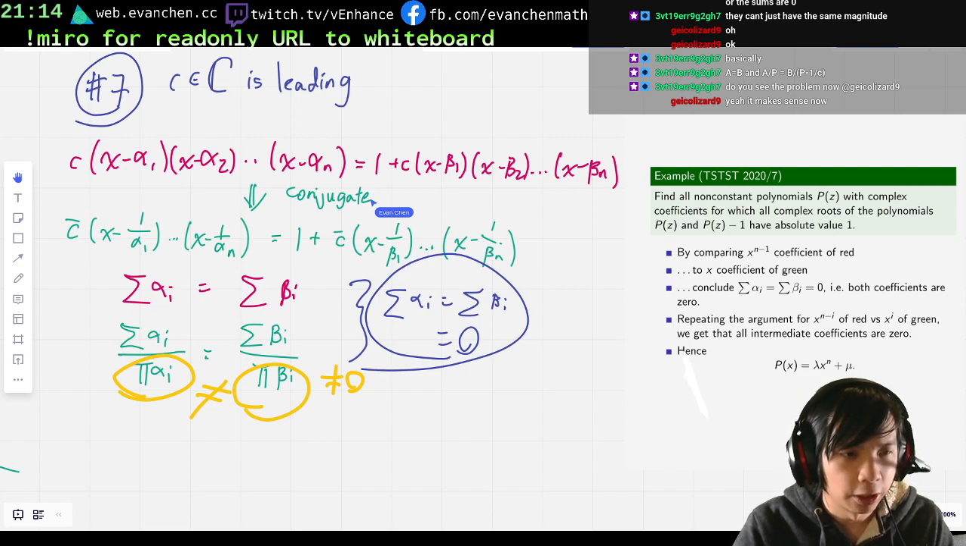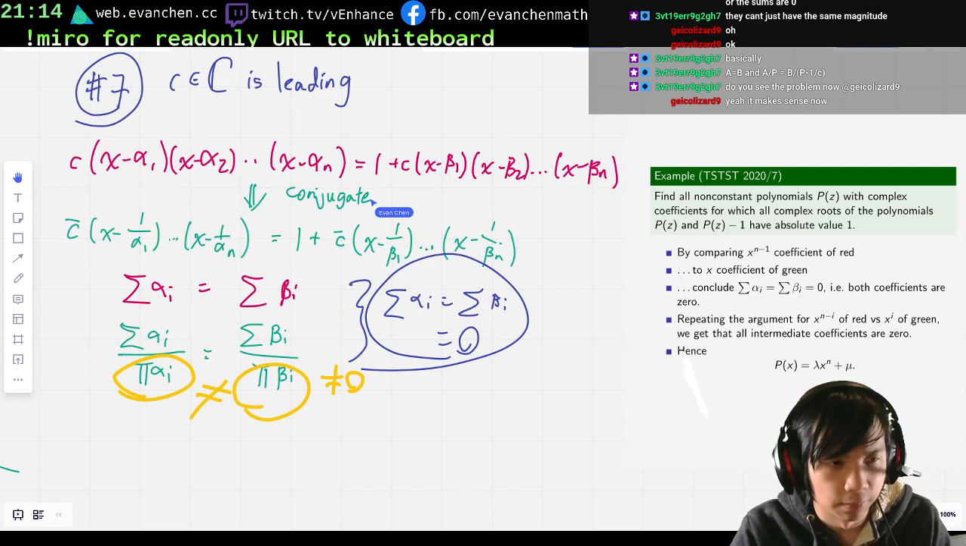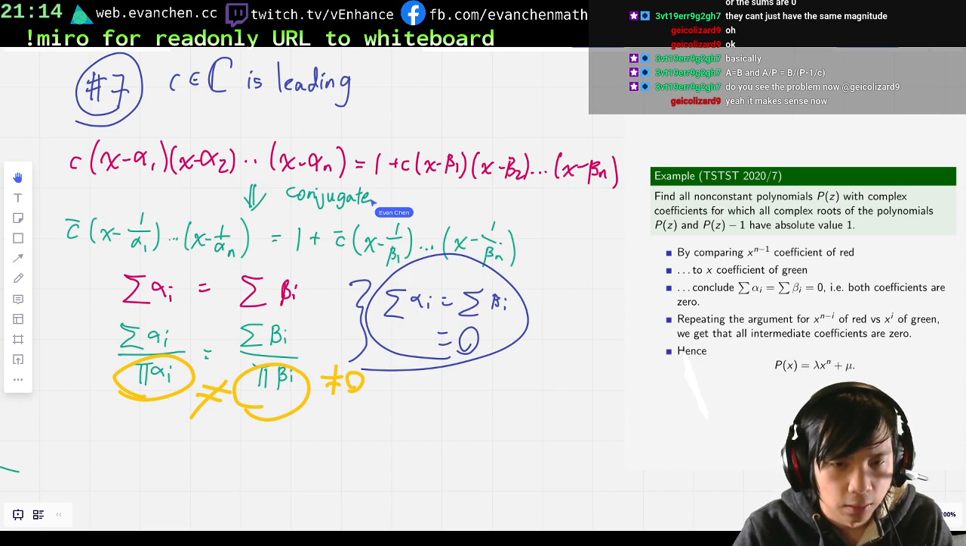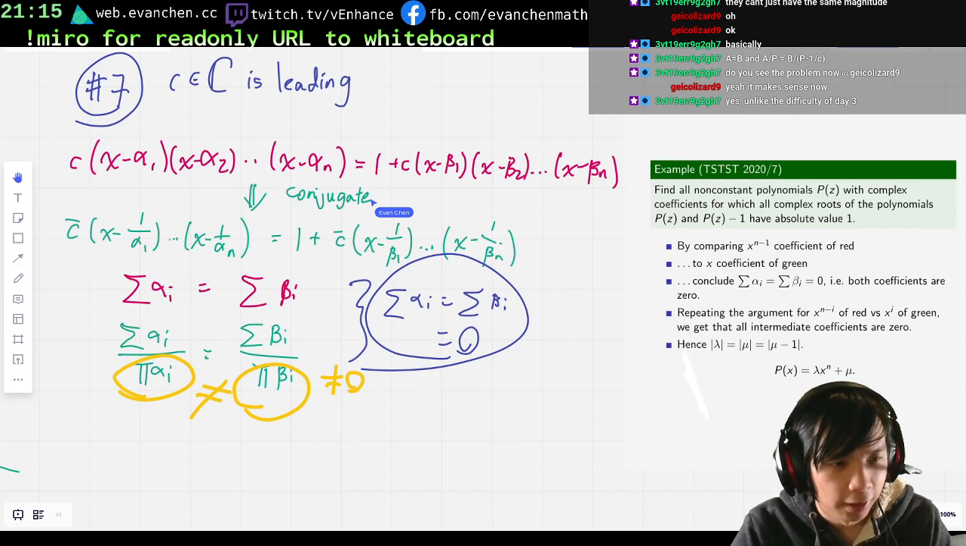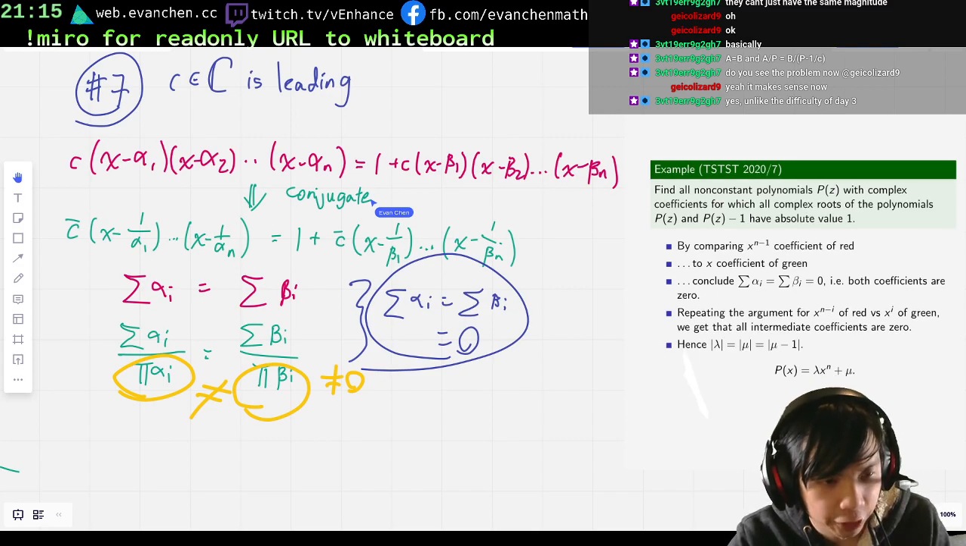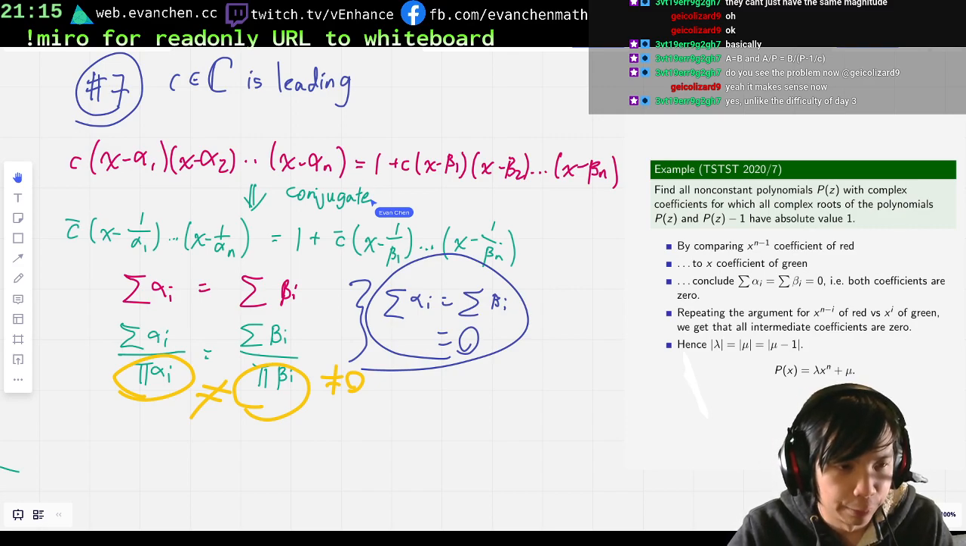And at this point, you're okay, because all you need is for lambda to have absolute value equal to that of mu, and also mu minus 1. Once you have p down to two terms, it's very easy to extract, because you can solve for the roots explicitly, and the desired condition is exactly when lambda, mu, and mu minus 1 all have the same absolute value. The latter condition you can rewrite if you like as the real part of mu being equal to 1/2, but it doesn't really matter.